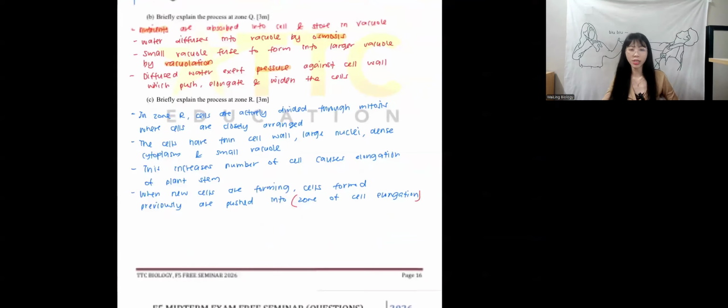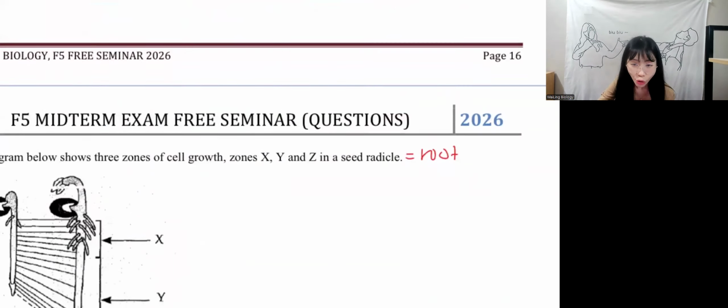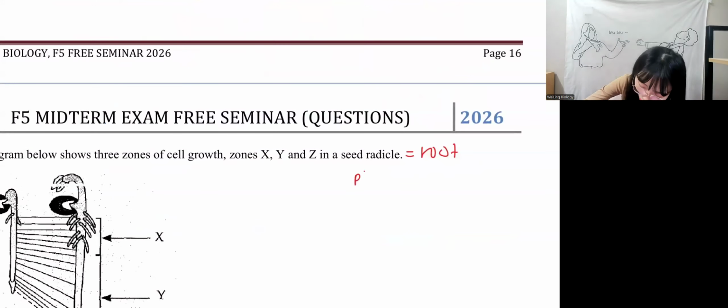Okay, now next question. The diagram below shows 3 zones of cell X, Y, Z in a seed radical. Okay, what is a radical? Radical refers to root, because we have 2 different names for root and shoot. Plumule refers to shoot. To remember, radical is R, root is R. So plumule is shoot. They say this is a root. We have to label the X, Y, Z.